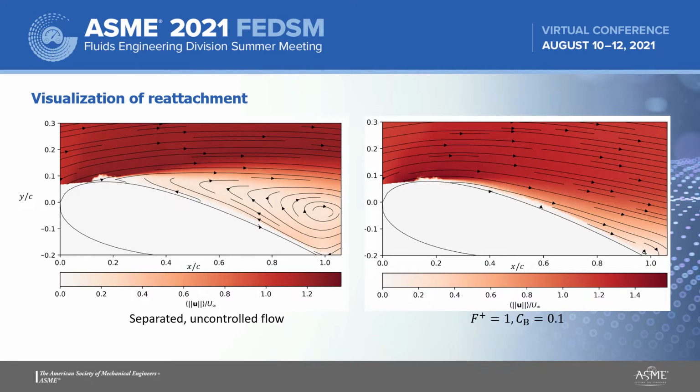First, we take a look at the flow controlled at the wake instability frequency, which is of the order 1. The control parameters are the reduced frequency equal to 1, and blowing ratio equal to 0.1. On the left is the time average flow that is separated just past the synthetic jet slot, and on the right we see that the flow has been partially reattached with the elimination of the recirculation bubble.